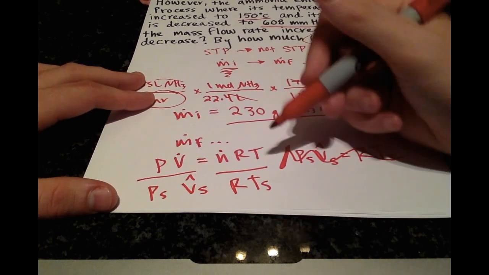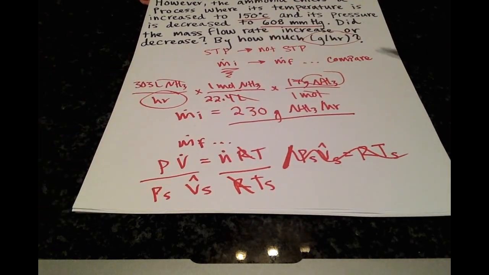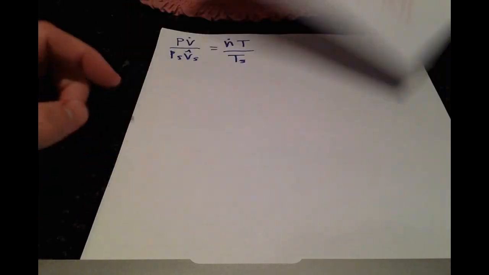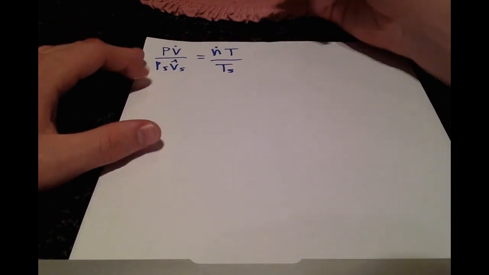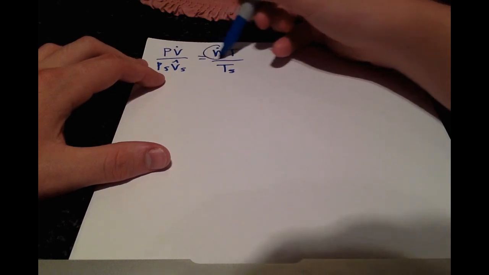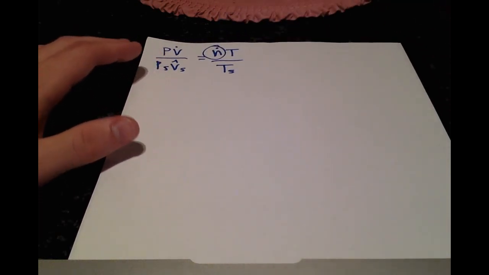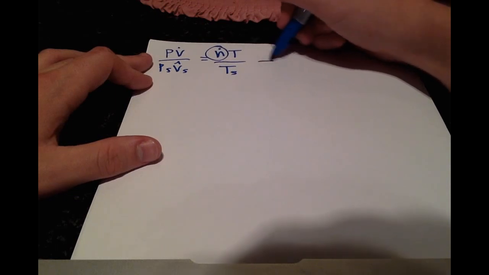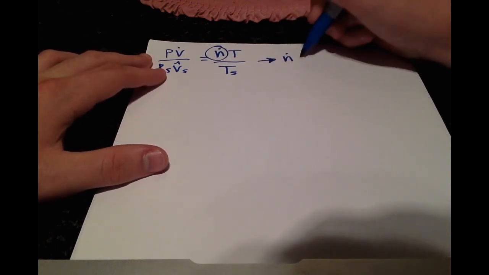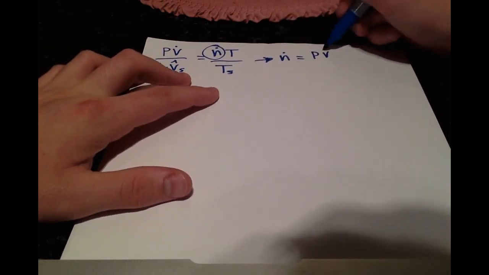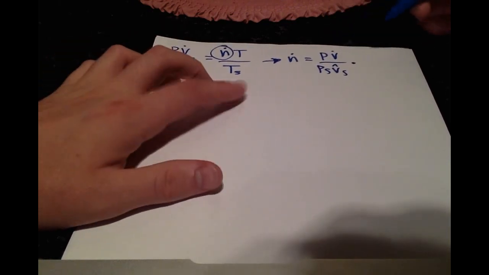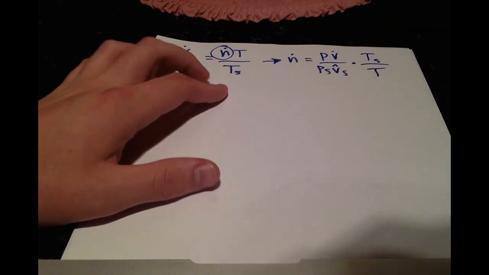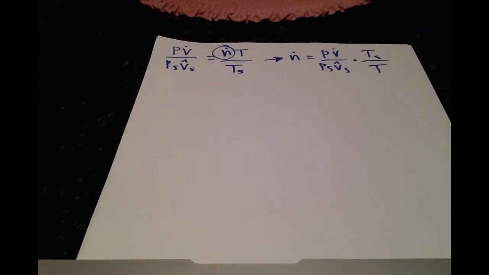You can see that the R's would cancel out, and we get this new equation here, which I've written out on a separate piece of paper. We want to isolate the molar flow rate so we can eventually get the mass flow rate. So what does that become? N dot equals P V dot over PS V hat S times TS over T. And we will plug in our appropriate values.